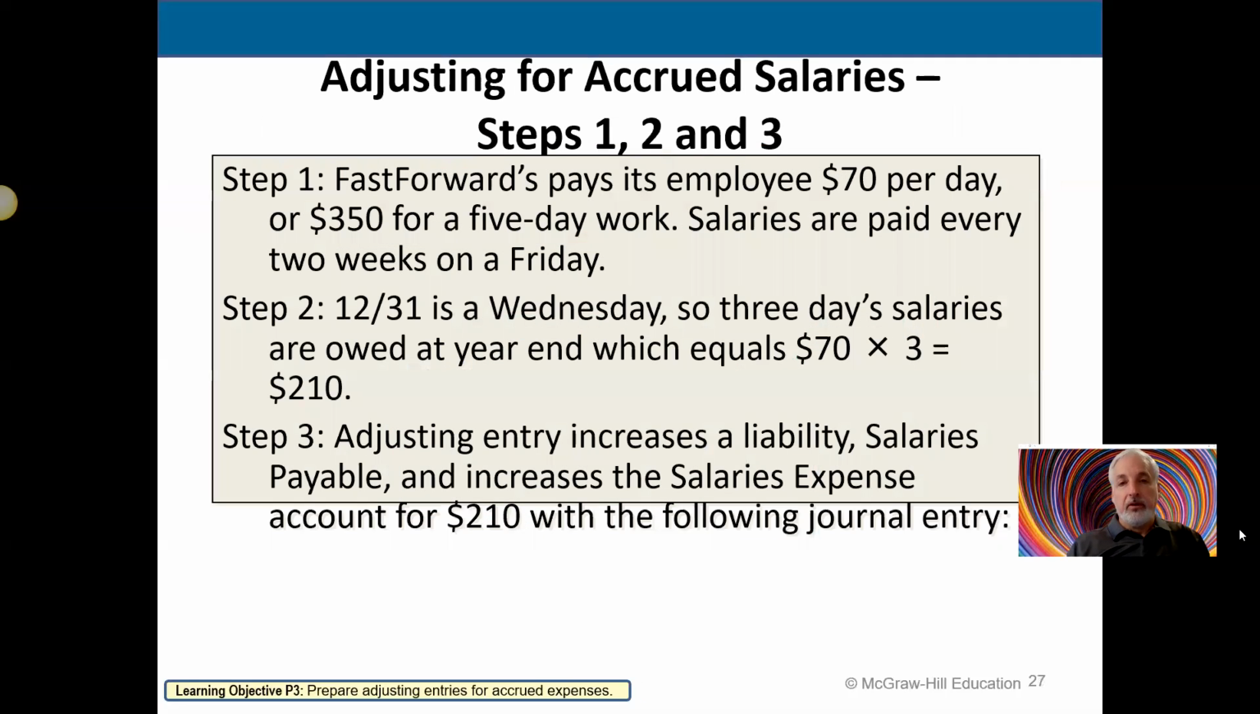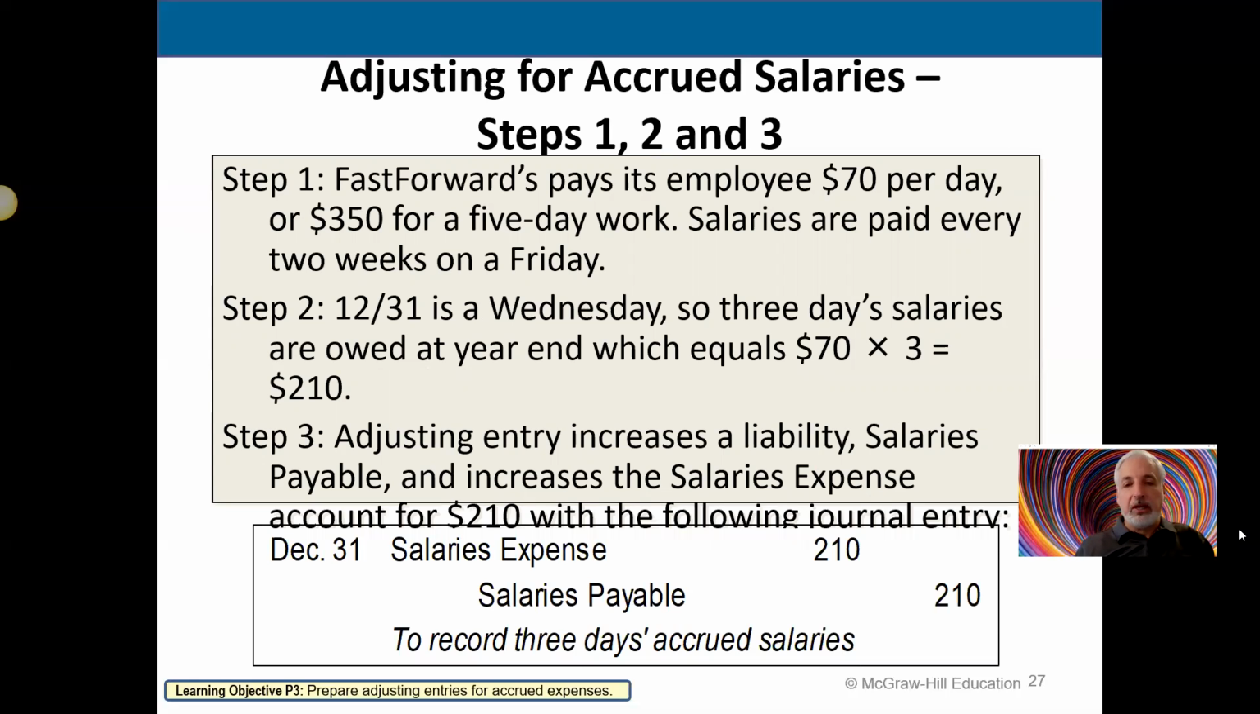All right. So let's talk about salary and wages payable. So now we've got a situation: pay employees $70 a day, $350 for a 5-day week. They're paid every 2 weeks on a Friday. 12/31 is a Wednesday. We have to calculate how many days' salary we need to adjust. Now, we haven't gotten a bill for the salary, but we have a pretty good idea. It's $70 times 3 days. So we've got a $210 adjustment.